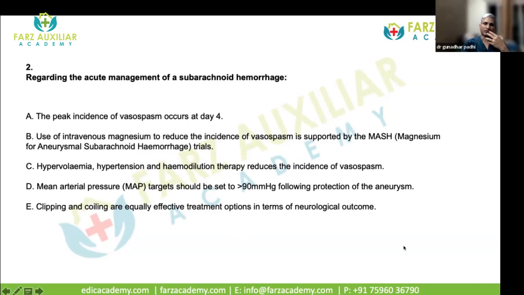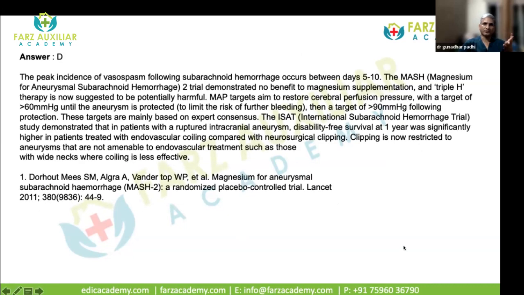Yeah, of course, there are other questions, as I told you. There are other different trials. I already told you regarding the MASH trial, which suggests no benefit. The triple H therapy is now fading away, and now it has been suggested that it is more harmful than actually beneficial.